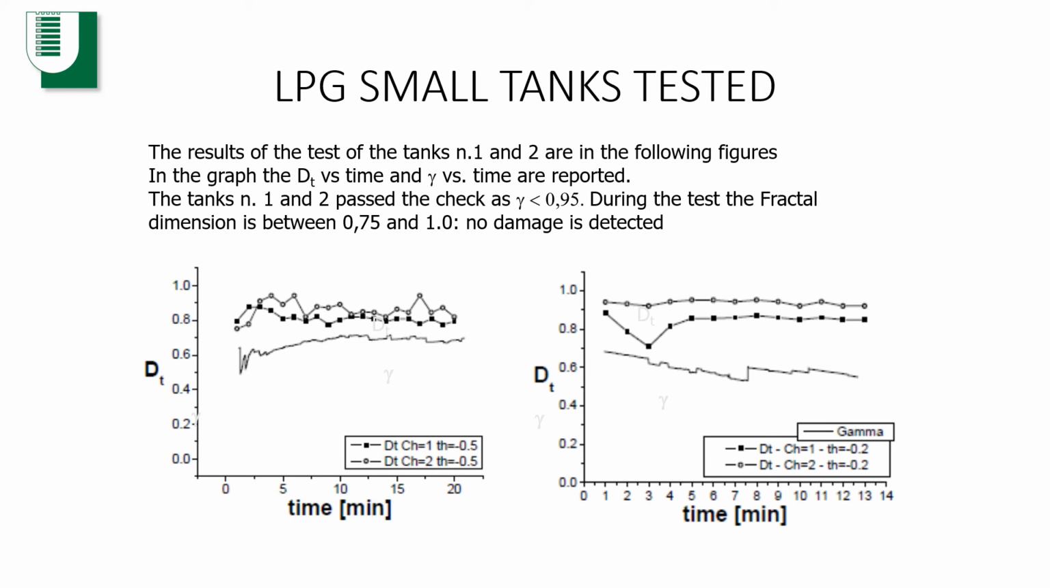Tanks number 1 and number 2 passed the check as gamma is less than 0.95. The box counting method gave a fractal dimension between 0.75 and 1. For this, we can conclude that no damage is detected, with a good agreement with the INAIL procedure.